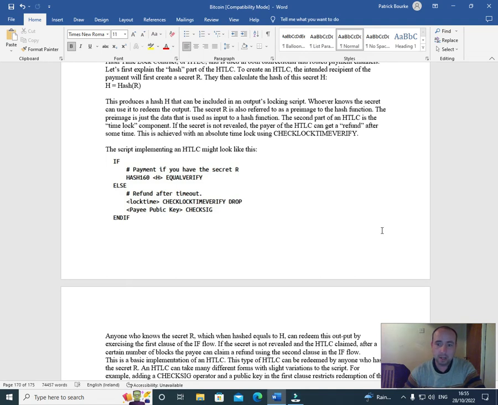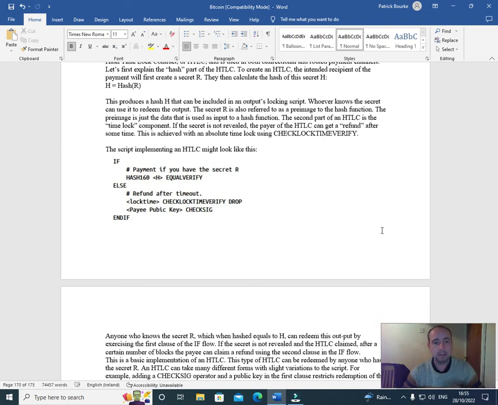The second part of an HTLC is the time lock component. If the secret is not revealed, the payer of the HTLC can get a refund after some time. This is achieved with an absolute time lock, check lock time verify. The script implementing an HTLC might look like this.